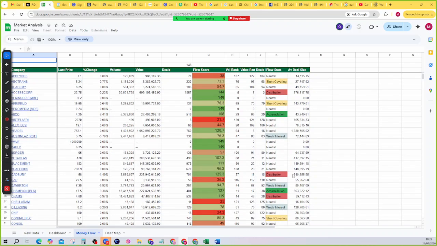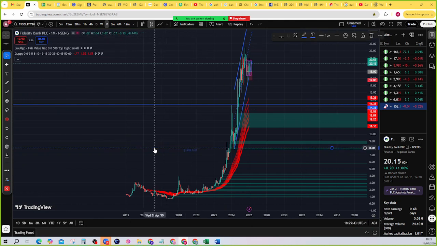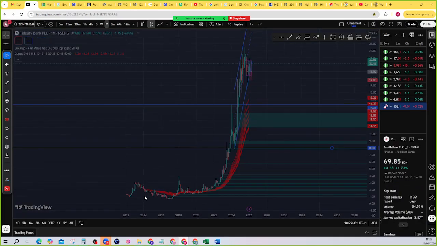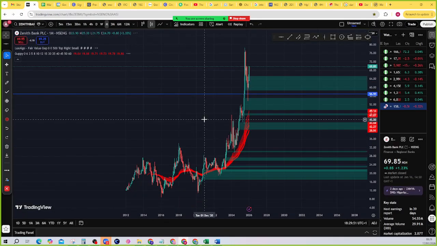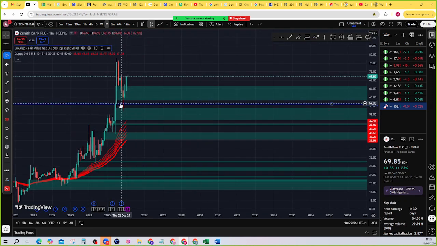Then after checking these, I will go to the chart and see, okay, this stock is looking attractive. Let's say Zenith is looking attractive. Then I'll come here and check what is happening to Zenith. Okay, if this is happening at this level, oh, it's not really a breakout, but it has bounced off here.